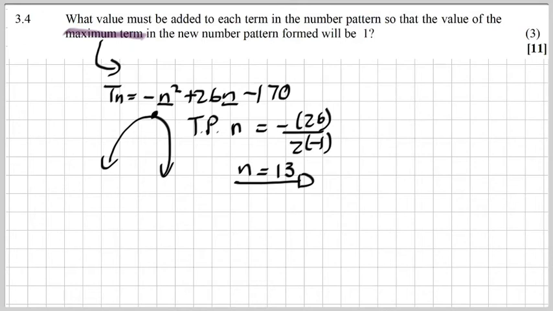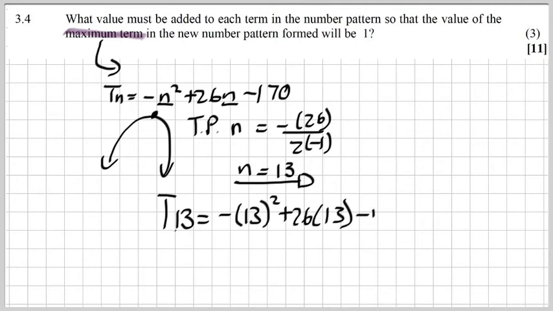Let that sink in. This is an upside down parabola. It becomes larger. At some point it starts turning, and then it becomes smaller again. So at the 13th term, there'll be a maximum, which means the actual value of the 13th term is important to me. So the actual value of the 13th term is negative 1, which means the maximum value of the original sequence is negative 1.